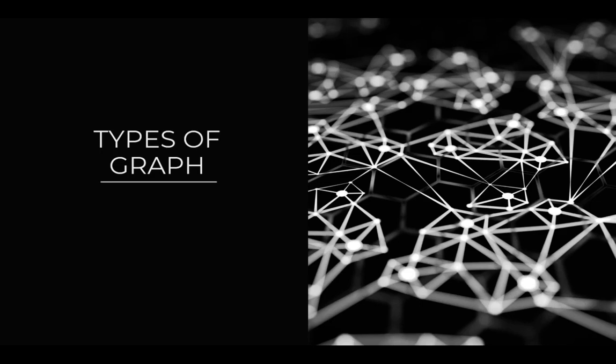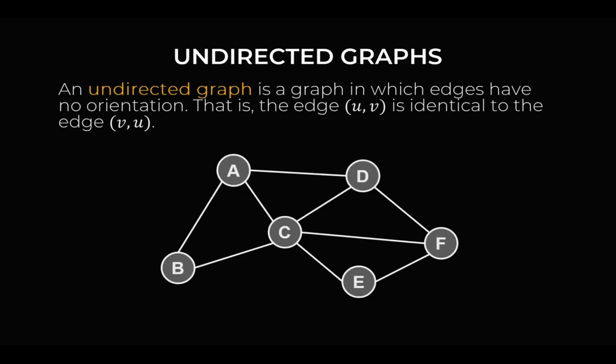There are many types of graphs, and it's very important to be able to recognize them, in particular when you want to use an algorithm to solve a problem. You may need a different algorithm to solve the same problem depending on the type of graph. The first type of graph is an undirected graph. An undirected graph is a graph in which the edges have no orientation or direction. That is, the edge UV is identical to the edge VU. It means that if a node U is in a relation with node V, V is also in a relation with node U. It is the simplest type of graph.